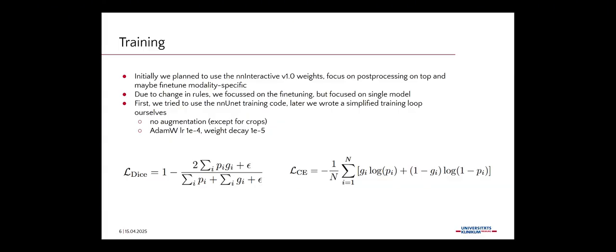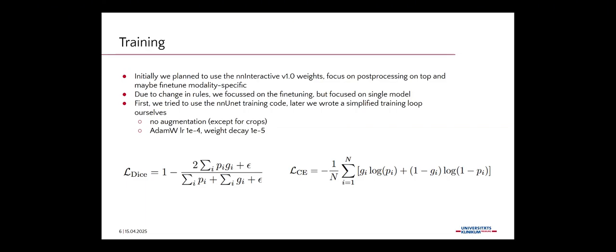We first tried to use the nnU-Net training code. We may have made some mistakes there, which we found out later in the pre-processing, but since we struggled to get it to robustly improve the performance, we just wrote our own very simple training loop. We removed all augmentations, since we didn't see overfitting even without any augmentations.